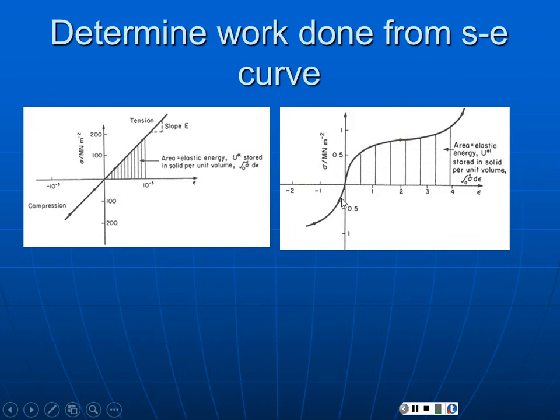And if you have an elastic material where you loaded it up, this would be rubber elasticity, and then you unloaded it. How much energy went in when you loaded it up? It's the area under the curve. How much energy came back when you unloaded it? The area under the curve. It returned that energy to the outside world.